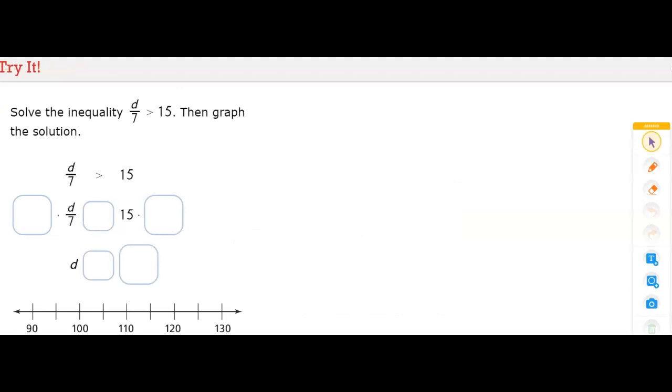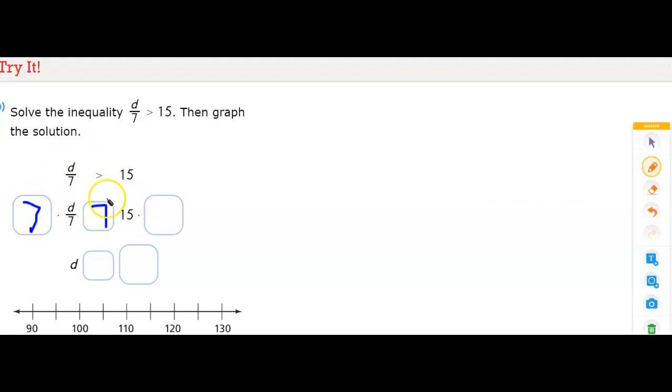Solve the inequality d divided by 7 is greater than 15. Then graph the solution. They already set up our inequality and we're just going to solve for it. We're going to multiply by 7 on both sides because d is divided by 7.